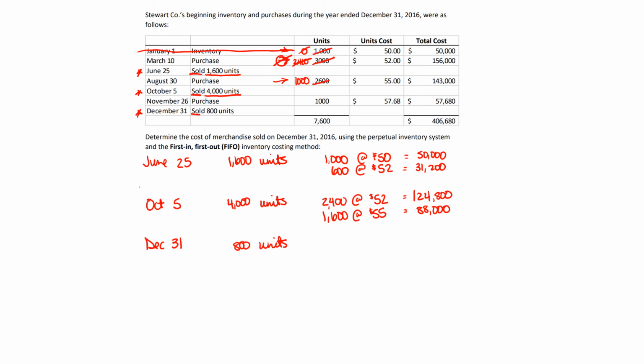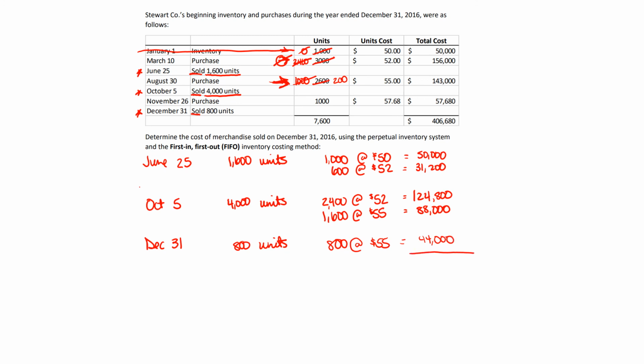First in, first out. We look to the top to see which are available because we're going in order from top to bottom. What we have available are 1,000 here. So we only need 800 of them. So that will leave 200 for going forward. And those are at a cost of $55 each. 800 times 55 is 44,000.